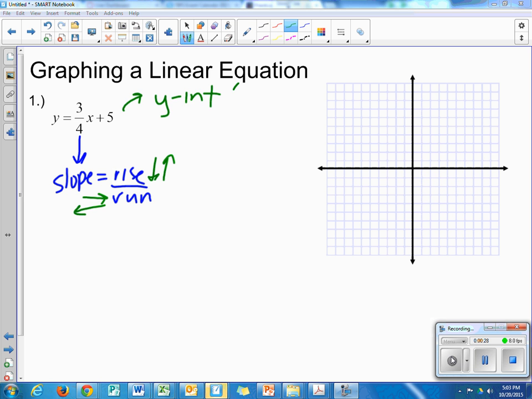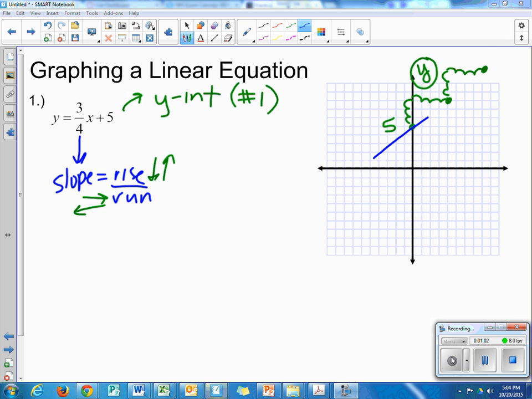Always begin step number 1 with the y-intercept. So here's our y-intercept, it will touch the y-axis. Here we are, 1, 2, 3, 4, 5. Please label. From there we're going to go up 3, 1, 2, 3. Then run means you go to the right 4, it's positive. 1, 2, 3, 4. Same idea, same slope: up 3, 1, 2, 3, and then right 4. 1, 2, 3, 4, and there we are.